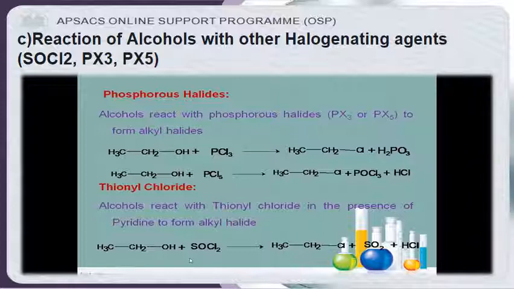The next is the reaction of thionyl chloride with alcohol. This is another best method in which HCl and sulfur dioxide escape in this reaction, because these are gases, sulfur dioxide and HCl gas, leaving behind the alkyl halide as a pure product.